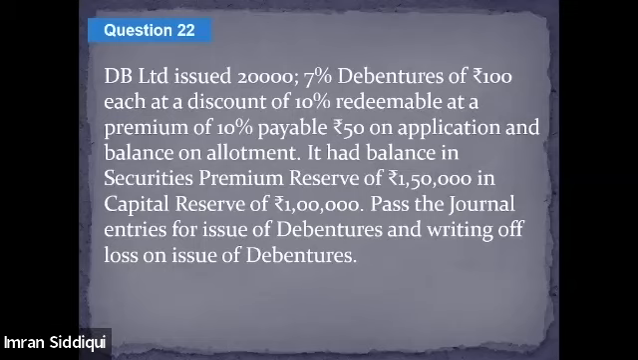Security premium reserve account debit. Capital reserve account debit. Statement of profit and loss account debit. To discount on issue of debenture account. To loss on redemption of debenture. That's right. That's enough. Okay, Prerna. All right. So this was all about question number 22.